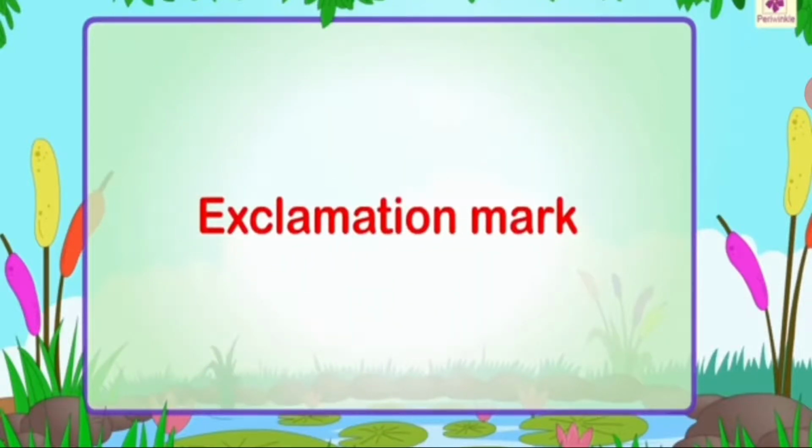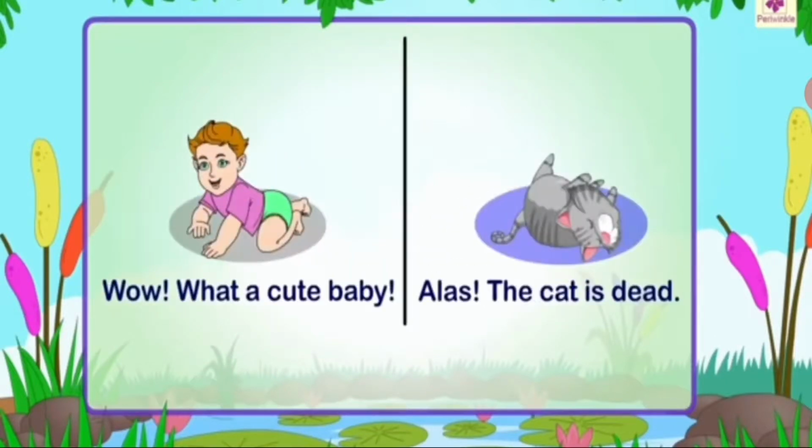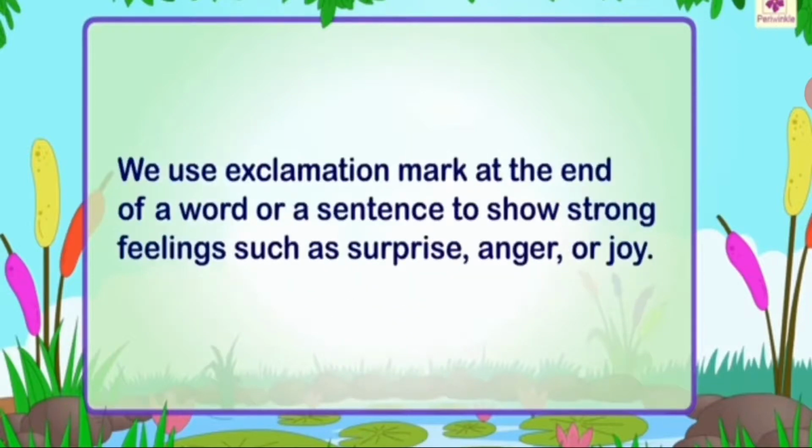Exclamation mark. Look at the given sentences. Wow, what a cute baby. Alas, the cat is dead. Now, notice the symbol used in the sentences. It is called an exclamation mark. We use exclamation mark at the end of a word or a sentence to show strong feelings such as surprise, anger, or joy. We have come to the end of the recorded class.